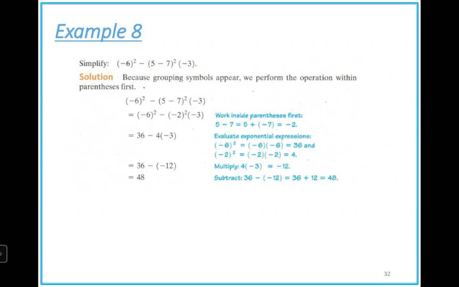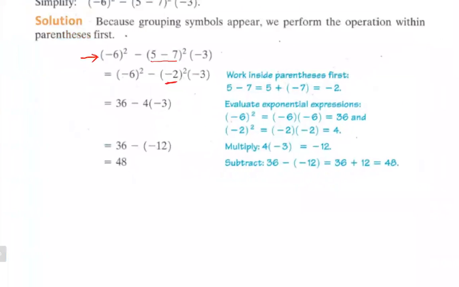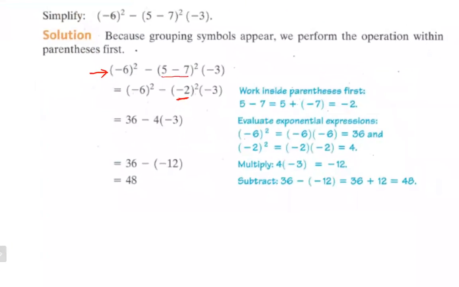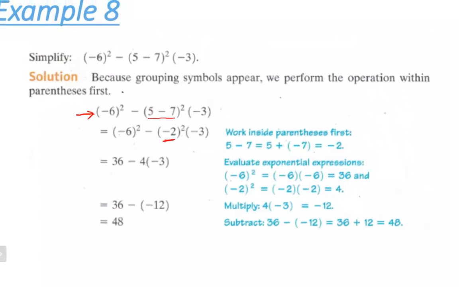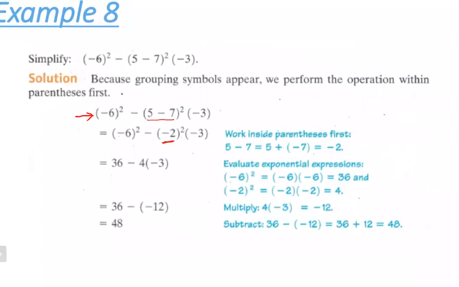So when we tackle this question, what they have done, they have written it over here. The first thing they did was to do the brackets, 5 minus 7 gives you -2. So they've rewritten it without that 5 minus 7, because they worked out the 5 minus 7 to give you -2. Okay. And so once we get our -2, we finish with the grouping symbols. The next thing is to deal with the exponents.